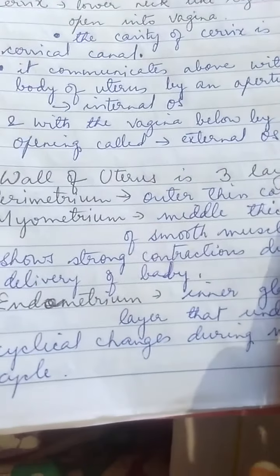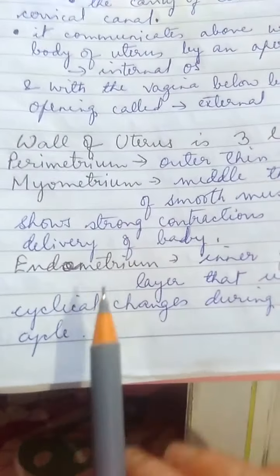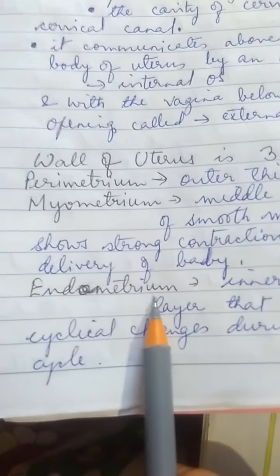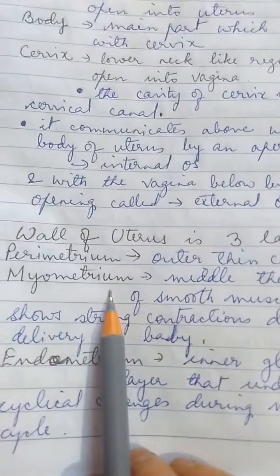Okay. Now, the wall of uterus is 3-layered. What are the 3 layers? Perimetrium, our outermost layer, myometrium, the middle layer, and endometrium is the innermost layer. The wall of uterus is 3-layered. Outermost perimetrium, it is outer thin covering. Okay, the middle layer is myometrium.